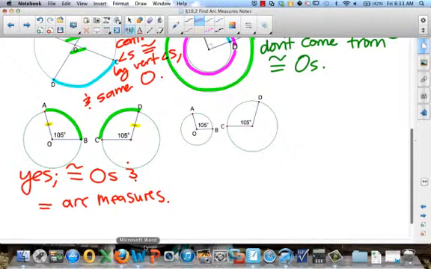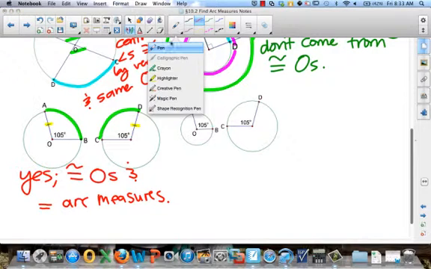The next one is no. Next one's tricky. And the next one's no, because the radii are not the same.